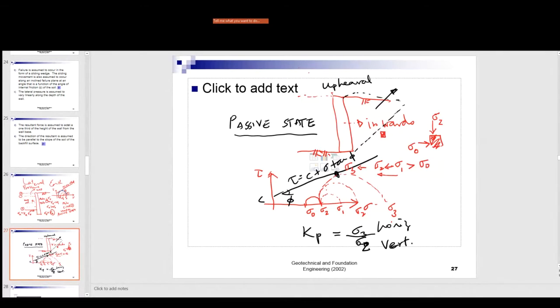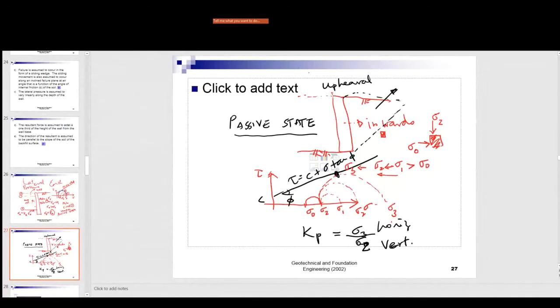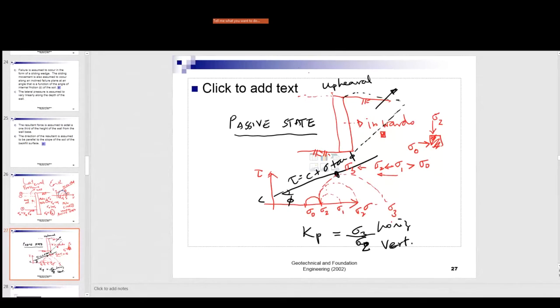Example 2. Okay, let's just hang out for a while first, before we step into example 2, because I want to continue my lecture on the concept of the passive and the active pressure.